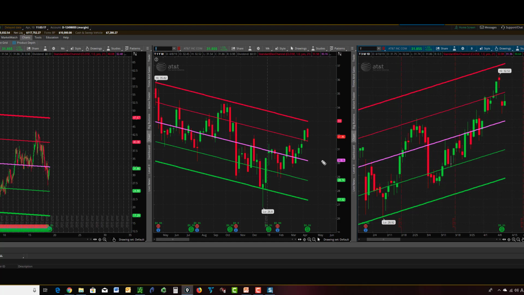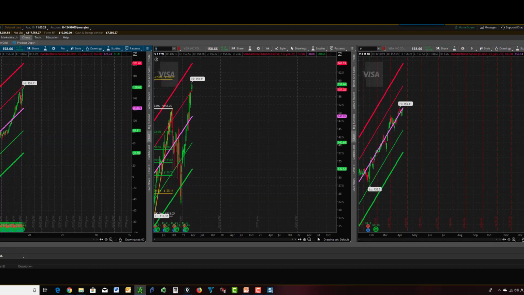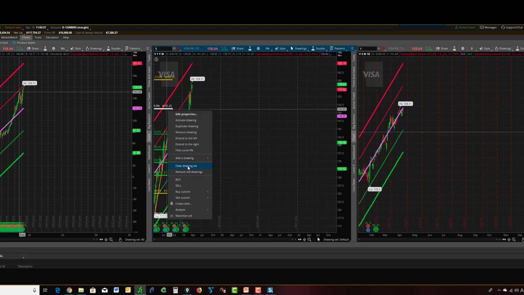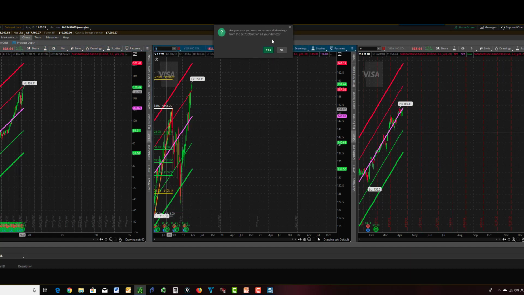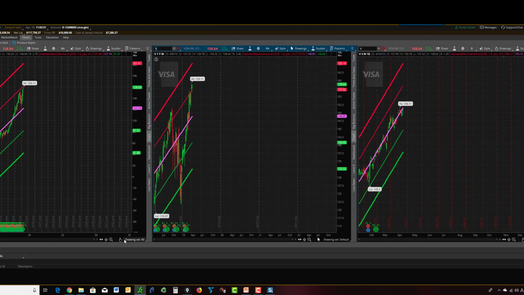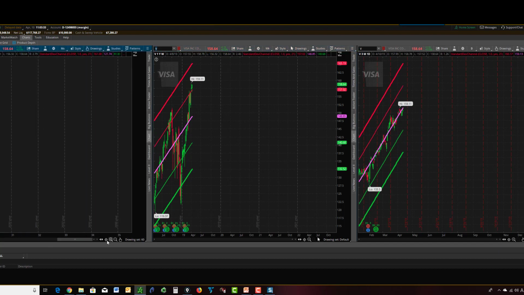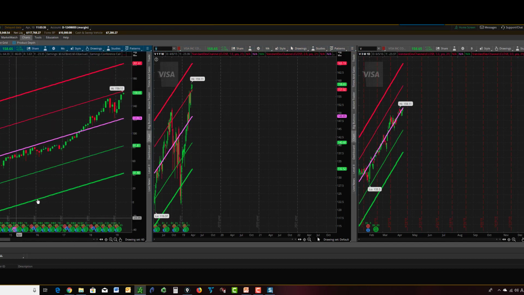And so the other stock that we're going to look at here is Visa. All right. And again, I'm going to clean these drawing sets here. Now, if you look at the monthly, you see again, very nice, strong, moving up. You look at weekly.